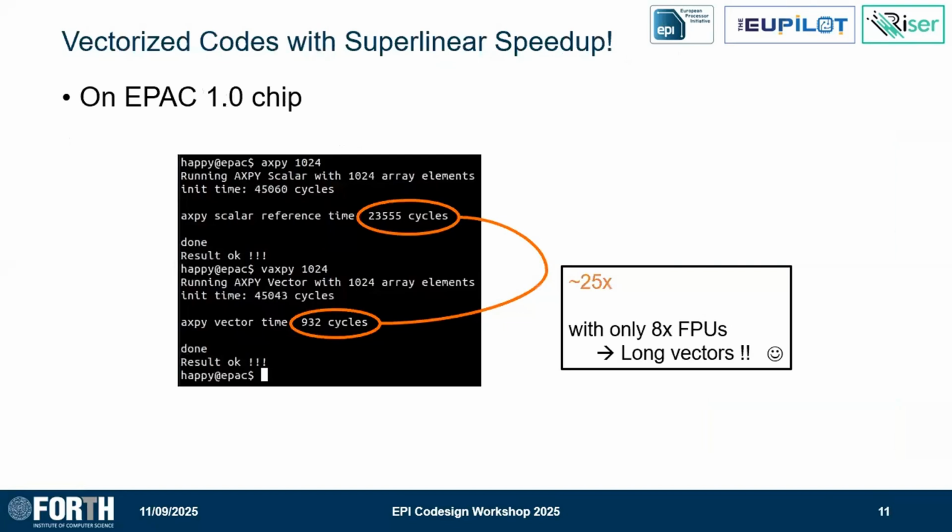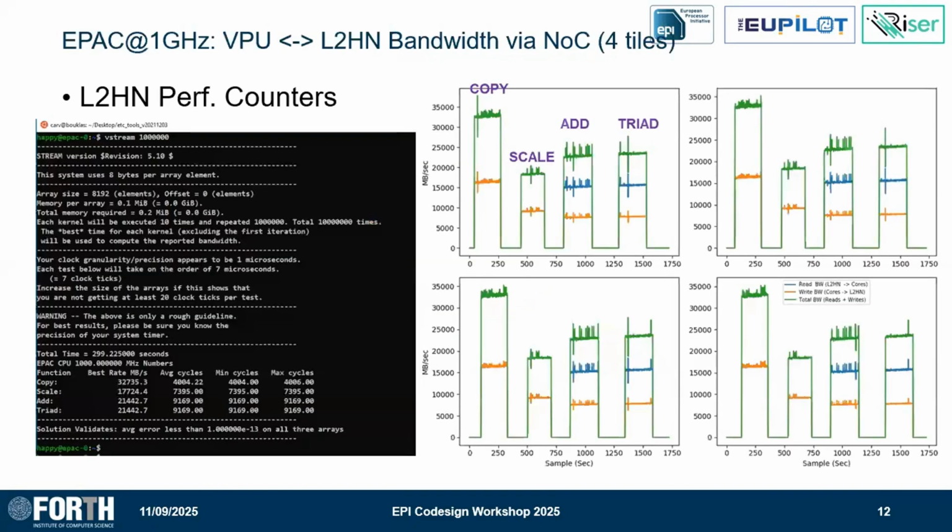And then in the EPAC chip, we started with the bare metal, and here we have AXPY with the vector, and you see the speed up of 25x, which is the 30x that Jesus was saying. So we only have 8 FPUs, but you get the speed of 25x. So this is one of the insights of what long vectors can help with in certain cases.